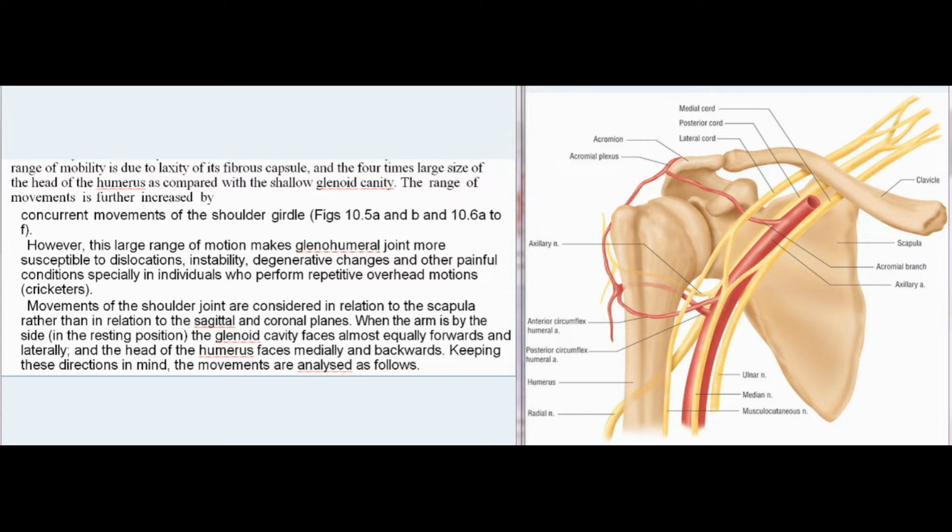However, this large range of motion makes the glenohumeral joint more susceptible to dislocations, instability, degenerative changes and other painful conditions, especially in individuals who perform repetitive overhead motions, like cricketers. Movements of the shoulder joint are considered in relation to the scapula rather than in relation to the sagittal and coronal planes. When the arm is by the side, in the resting position, the glenoid cavity faces almost equally forwards and laterally, and the head of the humerus faces medially and backwards. Keeping these directions in mind, the movements are analyzed as follows.